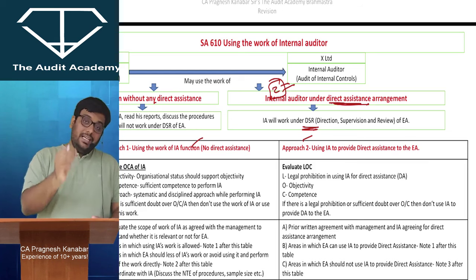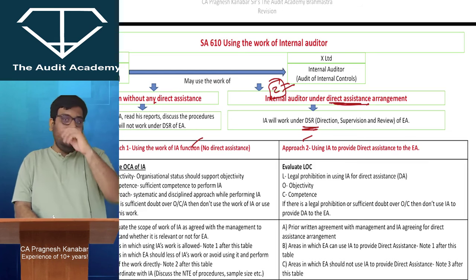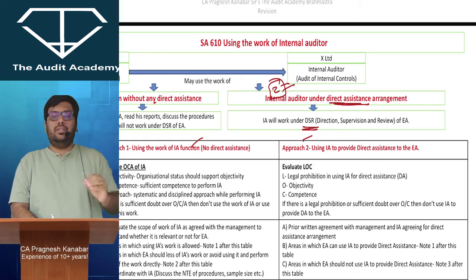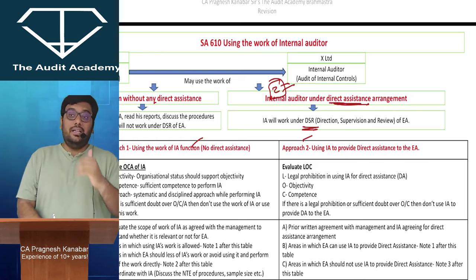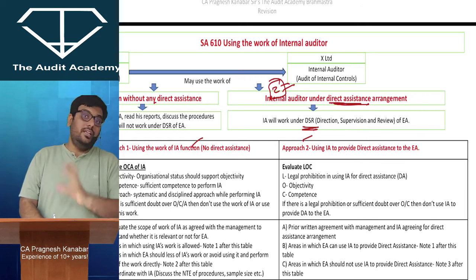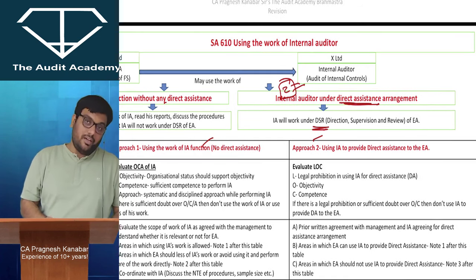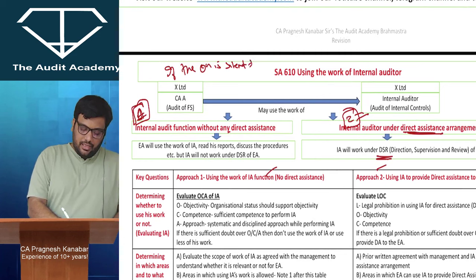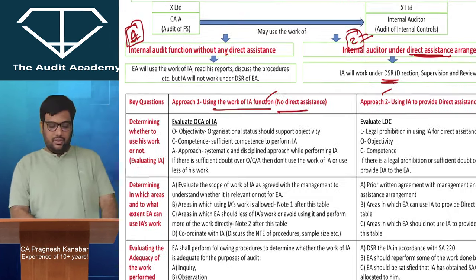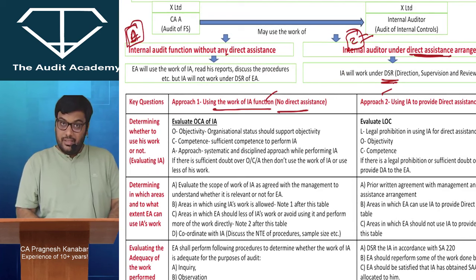So only if direct assistance is given or some kind of clear hint is given, because they may not write direct assistance, but if some clear hint is given that the internal auditor is working under the direction, supervision and review of the external auditor, only then you go for direct assistance. I mean the approach two table. Otherwise, if the question is silent, then you will assume that it is approach one. That means using the work of the internal audit function without any kind of direct assistance. I hope I'm very clear with this.